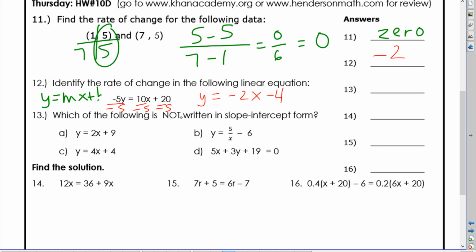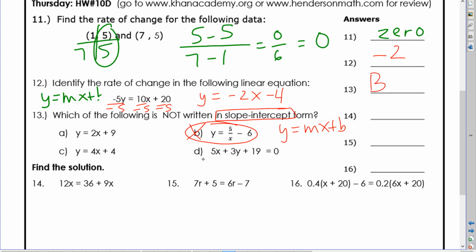Which of the following is not written in slope-intercept form? Well, slope-intercept form is y equals mx plus b. Letter A, y equals mx plus b. Letter C, y equals mx plus b. Letter B, y equals 5 over x? No. That is not in slope-intercept form.